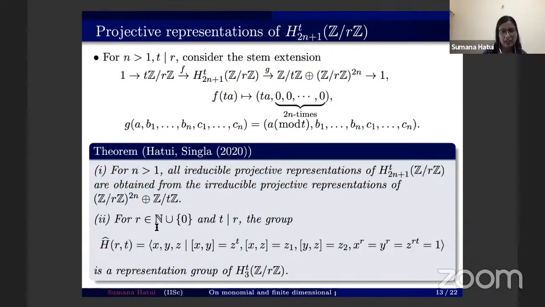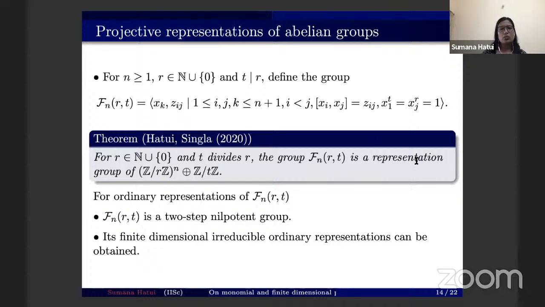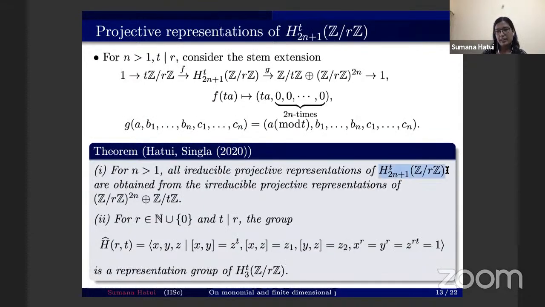But for n equals 1, we have found the representation group, this H hat, which we have defined as a nilpotent group of class 2, and by handy calculation you can also compute the ordinary representations of H hat. Those correspond to the projective representations of this H_3 of Z mod R Z. So if you want to study the projective representations of this group, it's enough to study projective representations of this abelian group.